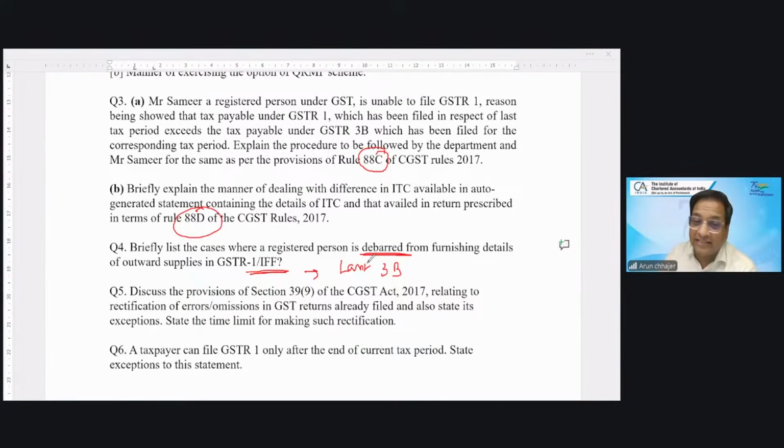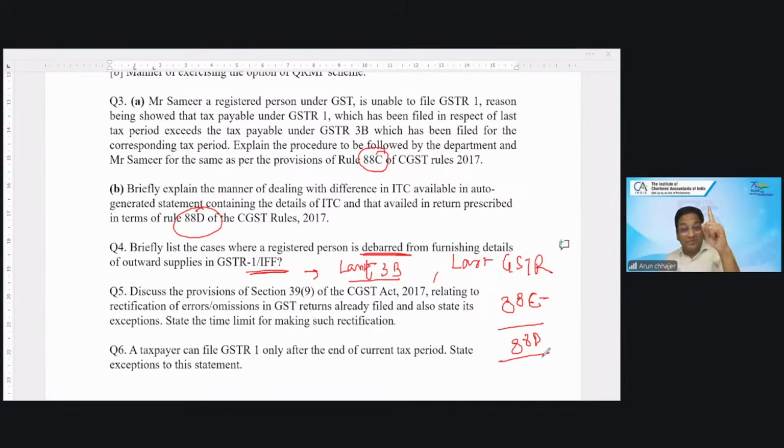When can you not file? When the last 3B is not filed, or the last R1 is not filed. Or an 88C notice intimation came, or an 88D intimation came and the reply was not given within the time. Absolutely correct, Kuldeep, I missed that point, thank you. Kuldeep has added very nicely: if you do not furnish the bank details in the time given.